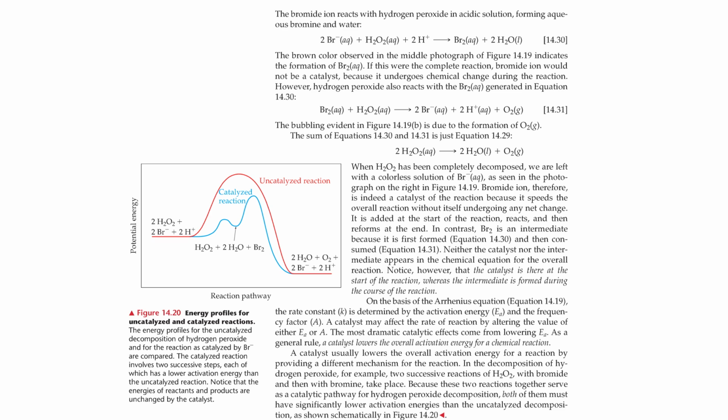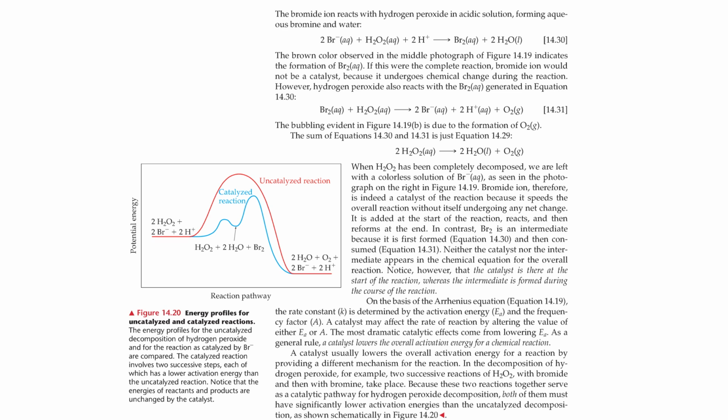If this were a complete reaction, bromide ion would not be a catalyst because it undergoes chemical change during the reaction. However, hydrogen peroxide also reacts with the bromine generated in equation 14.30. The bubbling evident in 14.19b is due to the formation of oxygen. The sum of equations 14.30 and 14.31 is just equation 14.29. When hydrogen peroxide is completely decomposed, we are left with a colorless solution of bromide ion, as seen in the photograph on the right in 14.19.